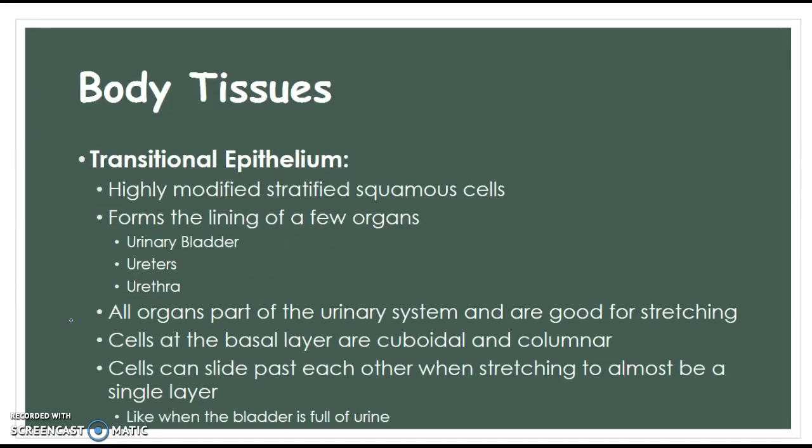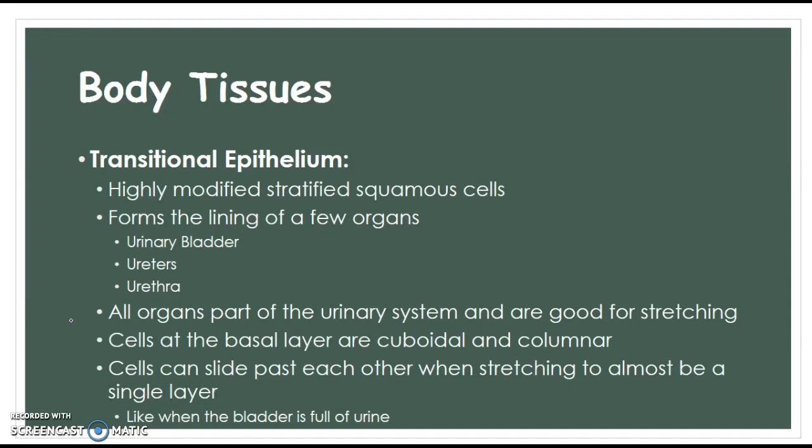Next, we have transitional epithelium. I think this is actually really interesting. This is one of my favorite things to talk about. So transitional epithelium is modified stratified squamous. It is really cool because it can start out as a lot of layers. That's why it's stratified squamous. But then as the organ stretches, the cells can actually slide past each other to the point where they can become a single layer of cells.